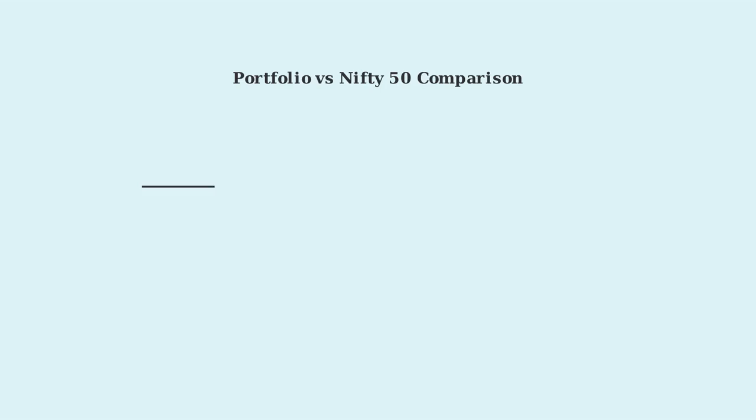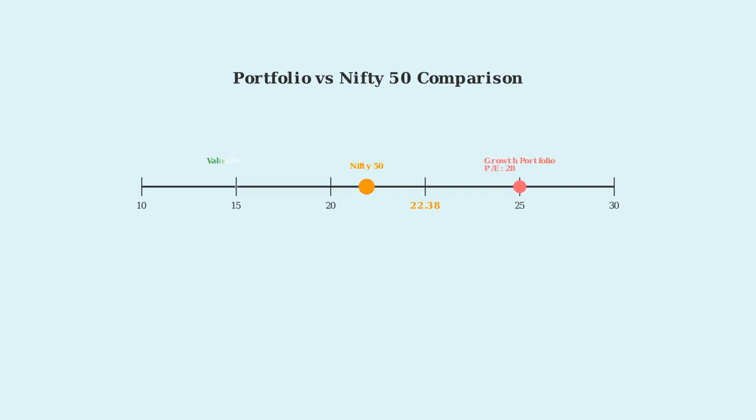Here's how to compare your portfolio with the Nifty 50. We create a scale showing different PE ratio values, with the Nifty 50's current PE of 22.38 marked in orange. Now let's see how different portfolios compare. A growth-focused portfolio with a PE of 28 sits above the Nifty 50, suggesting higher growth expectations. A value portfolio with a PE of 16 sits below, indicating potentially undervalued stocks.